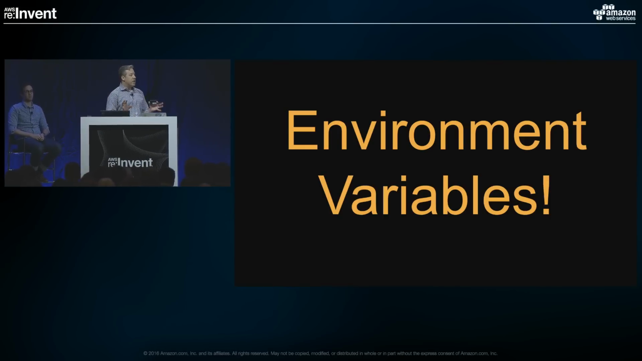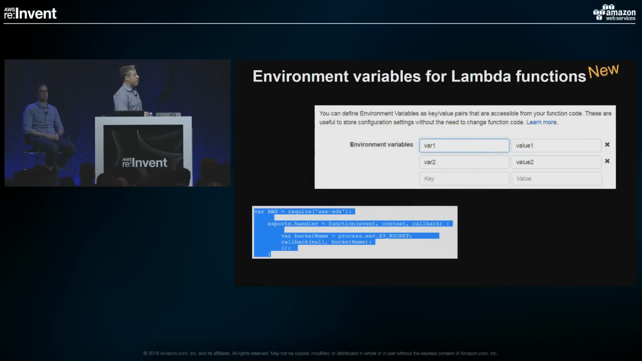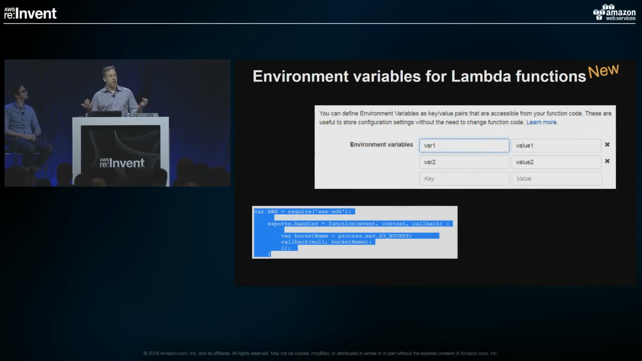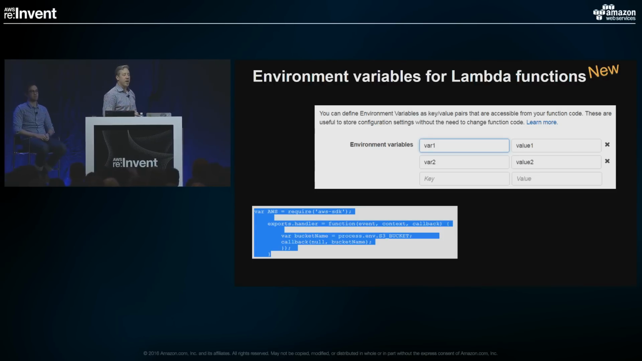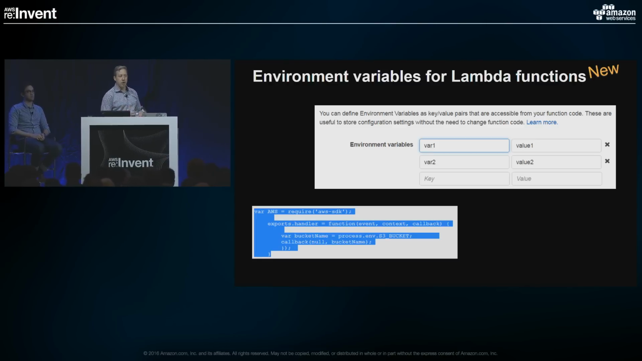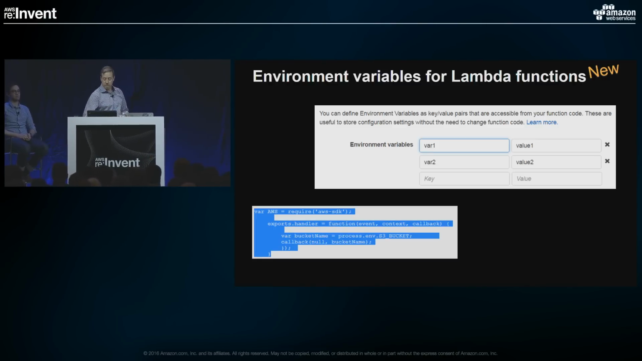So fully integrated with publishing, fully integrated with the versioning model. And of course, you can set environment variables in the console. You can, of course, do it programmatically. And accessing it in your code from any of the languages, including our new language, is just the standard mechanism for retrieving whatever the environment is in either Python, Node, or Java.